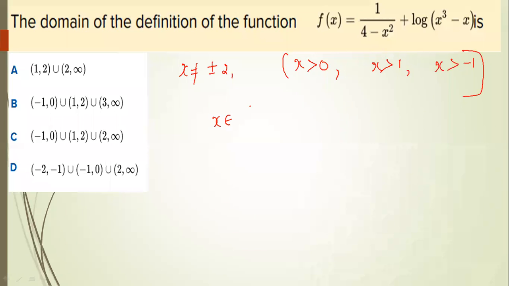So x belongs to minus 1, union minus 1 till 0 it can take, and it can be greater than 0 also. But what about in between 0 and 1? x cannot be plus or minus 2, which means you have to exclude 2.